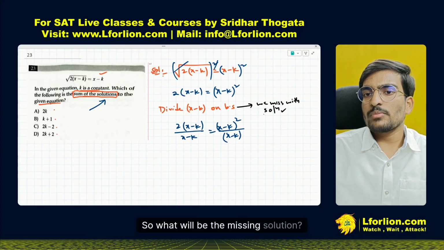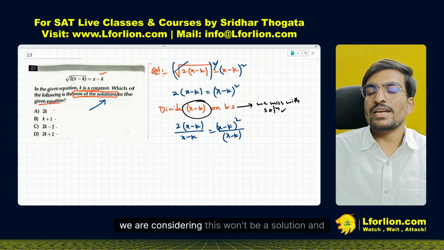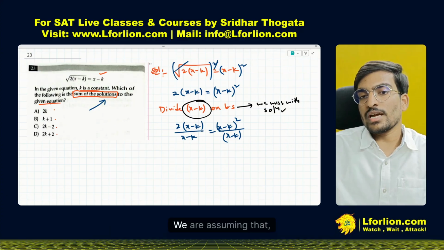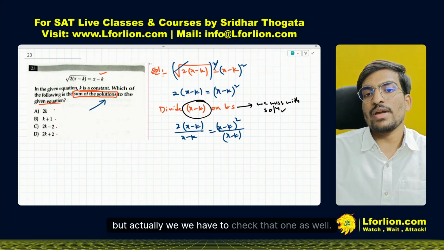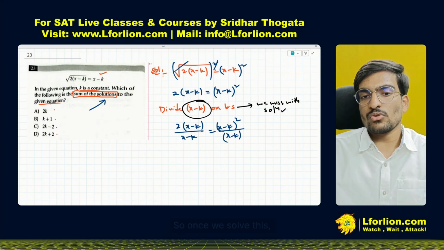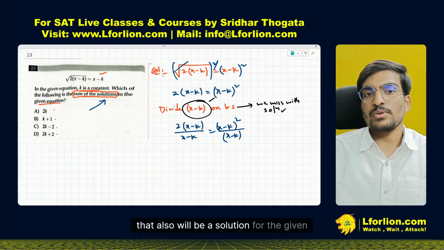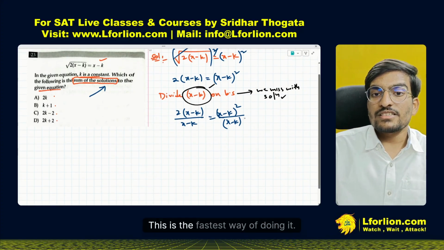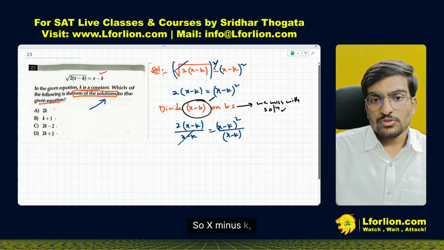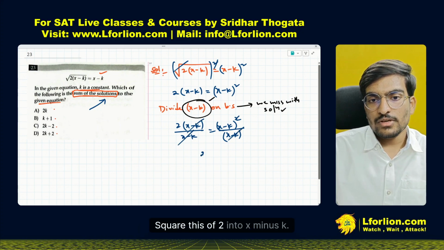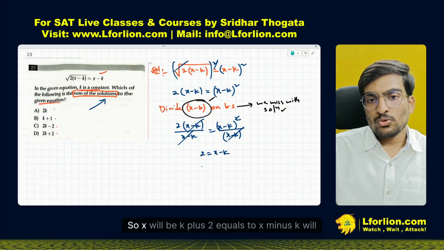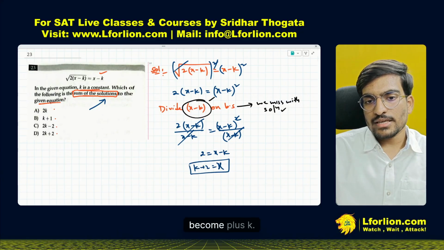So what will be the missing solution? We are assuming that x equals k won't be a solution and moving ahead, but actually we have to check that one as well. Once we solve this, we check with this, and that also will be a solution for the given equation. This is the fastest way of doing it. So x minus k cancels off, 2 into x minus k, so x will be k plus 2, as x minus k becomes plus k.